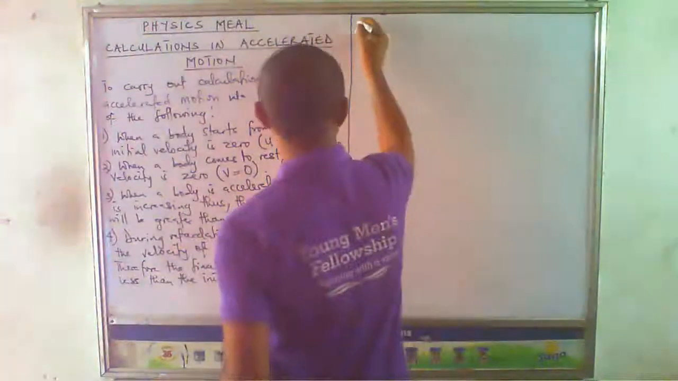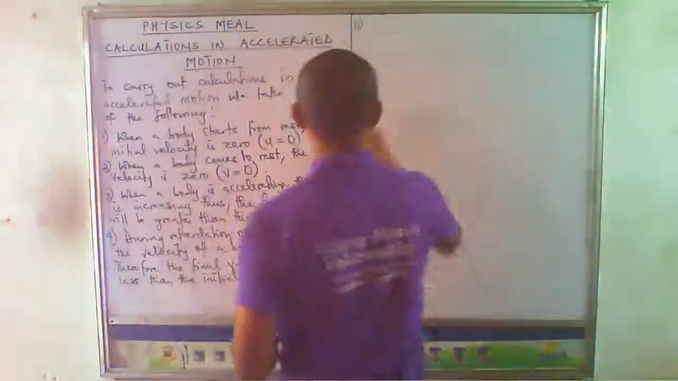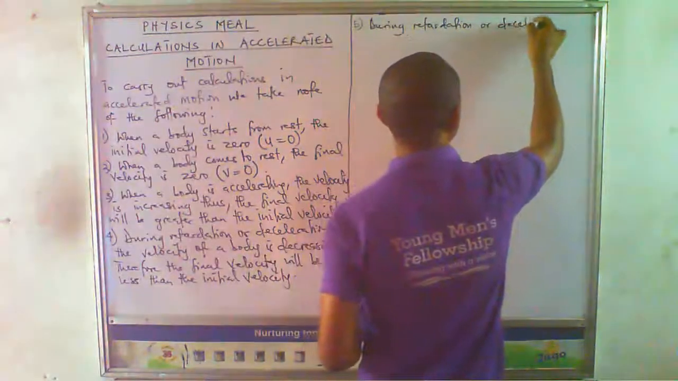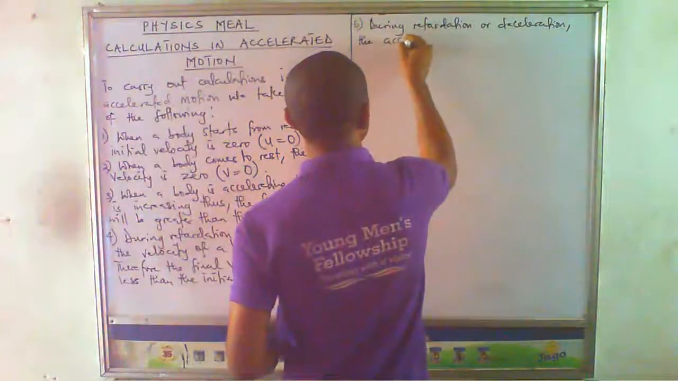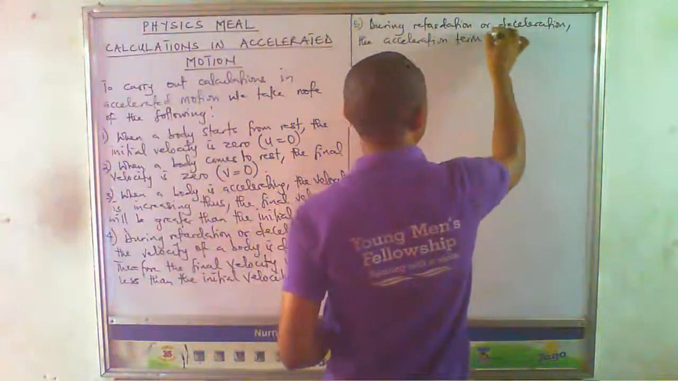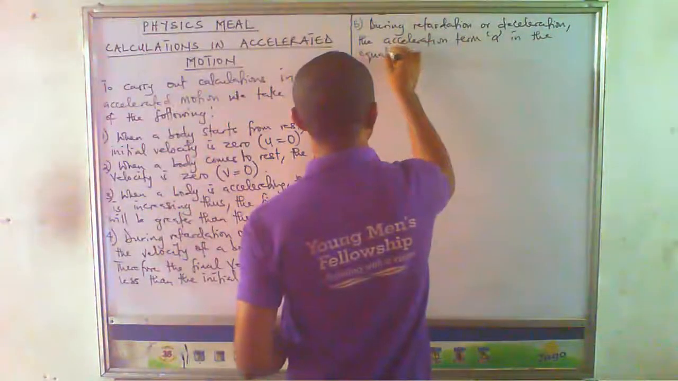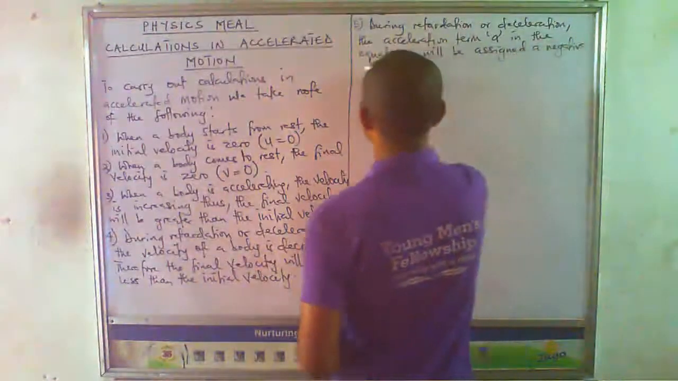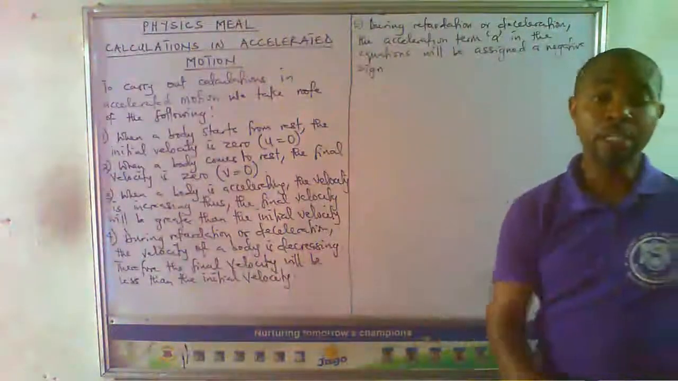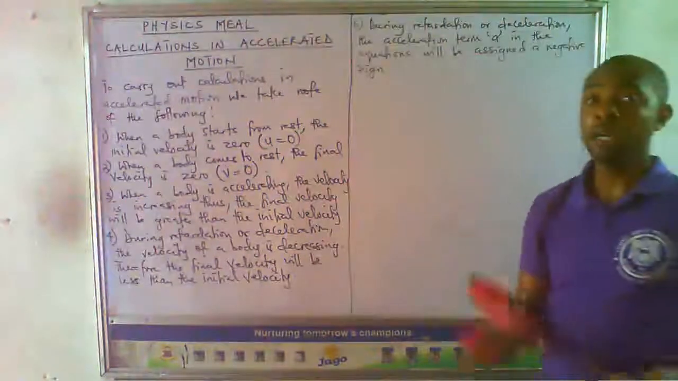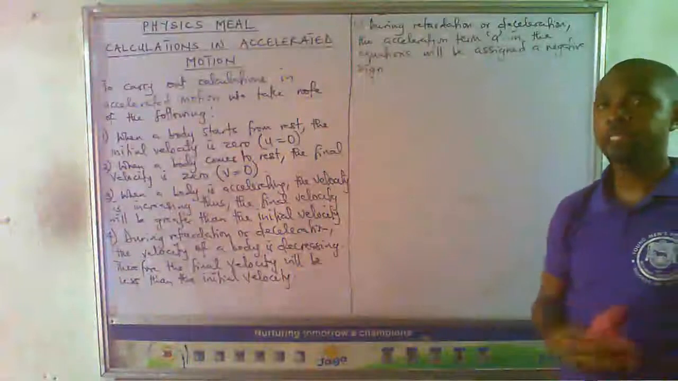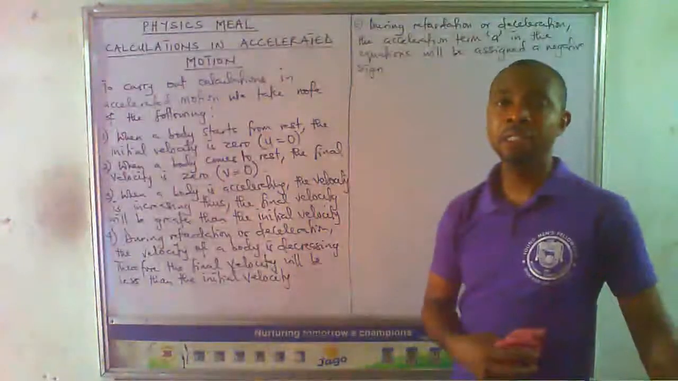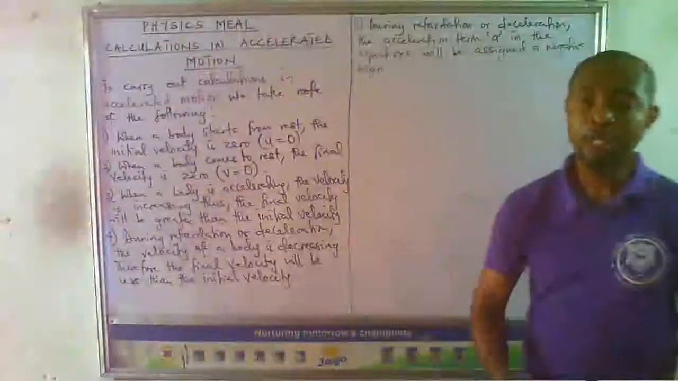So another important point, the fifth one: during retardation or deceleration, the acceleration term A in the equations will be assigned a negative sign. So during deceleration or retardation, the acceleration term in the equations of motion will be assigned a negative sign. Whenever in an equation we have deceleration or retardation, the acceleration term will be assigned a negative sign.